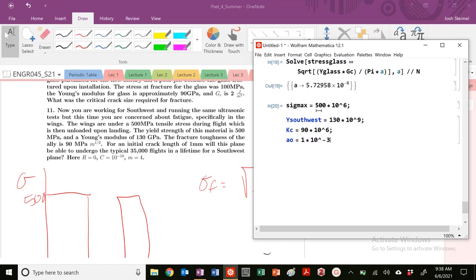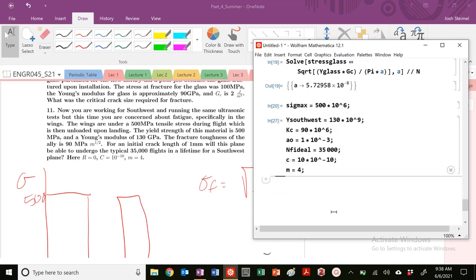Will this plane be able to undergo the typical number of cycles to failure? My N_F ideal should be 35,000. And then I'm given that my C is equal to 10 times 10 to the minus 10, and my m is equal to 4.